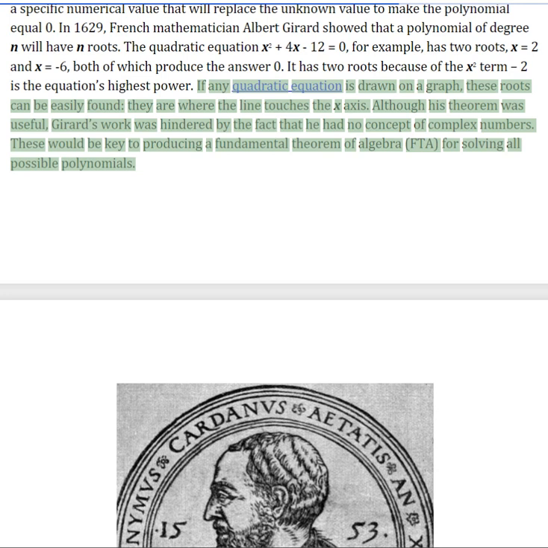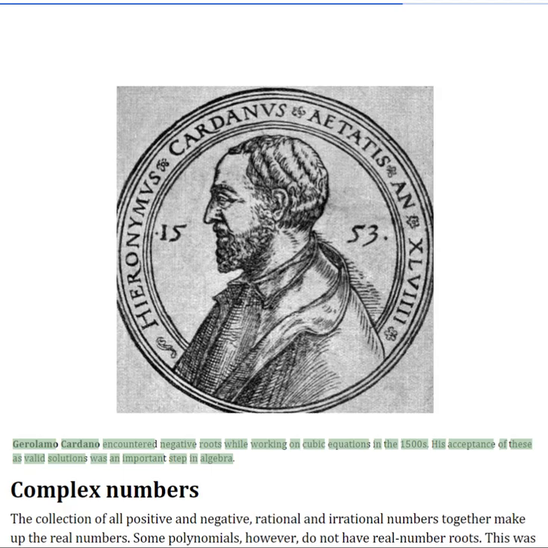Although his theorem was useful, Girard's work was hindered by the fact that he had no concept of complex numbers. These would be key to producing a fundamental theorem of algebra for solving all possible polynomials. Girolamo Cardano encountered negative roots while working on cubic equations in the 1500s. His acceptance of these as valid solutions was an important step in algebra.